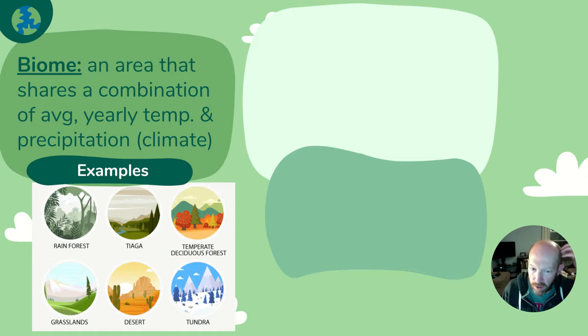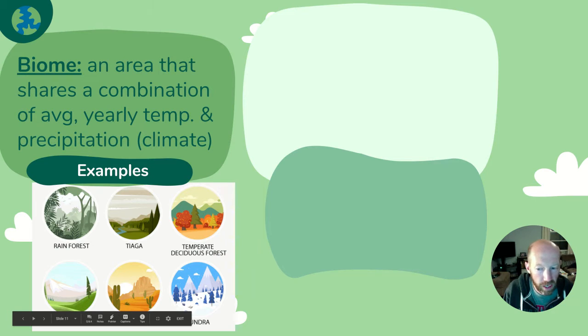Some examples that you're probably familiar with of biomes: you've got the rainforest, which is going to be super wet and warm, the taiga, temperate deciduous forest, grasslands, desert, and tundra. The desert is going to be really warm, but with very low precipitation, whereas the rainforest is going to have a lot of precipitation.